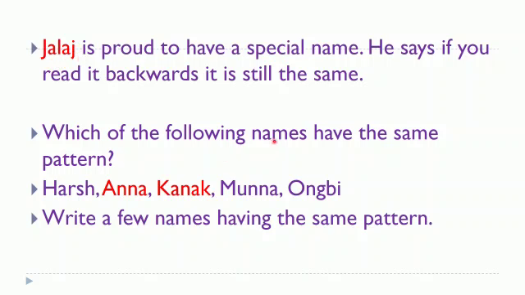Now here a few names are given and we have to find the same pattern, meaning reading from the backside also the spelling remains the same. So here Harsh, Anna, Kanak, Munna and Ongbi, these names are given. If you observe them carefully, this name also we can read the same way from the backside. See, the spelling is A-N-N-A. From the backside also it is A-N-N-A. Same way for Kanak, from the beginning K-A-N-A-K. Similarly, from the backside K-A-N-A-K. So these are also special names.